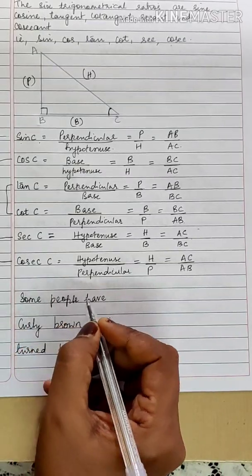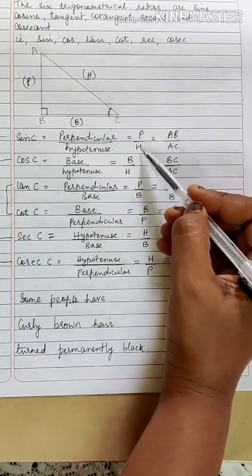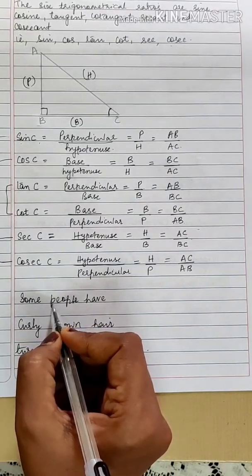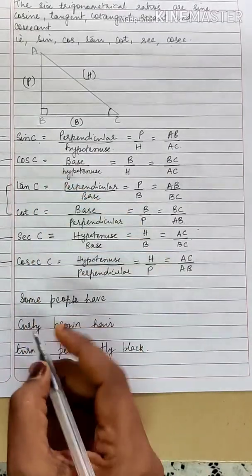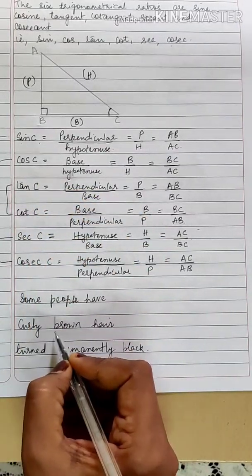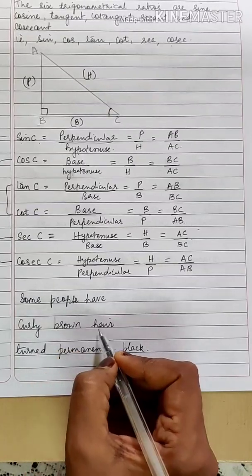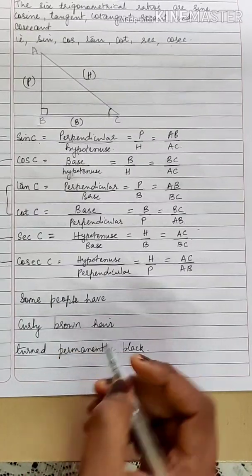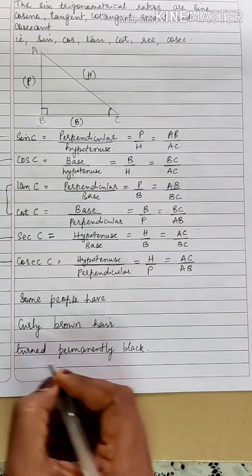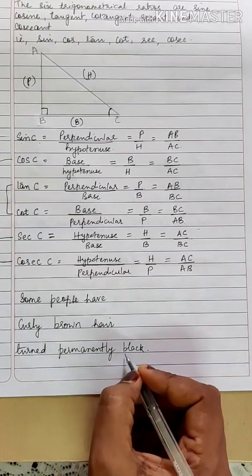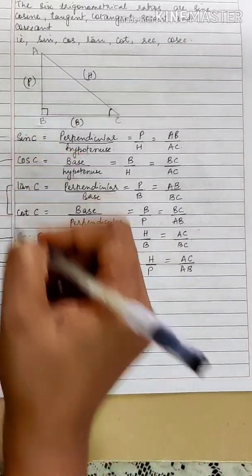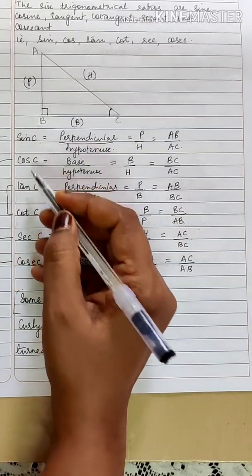Some people have, sine is perpendicular by hypotenuse. S stands for sine, perpendicular, hypotenuse. Curly brown hair: C for cos, brown is B for base, H is hypotenuse. Turned permanently black: T for tan, P is perpendicular, B is base. So if you remember this, you will be able to remember the sine, cos and tan.